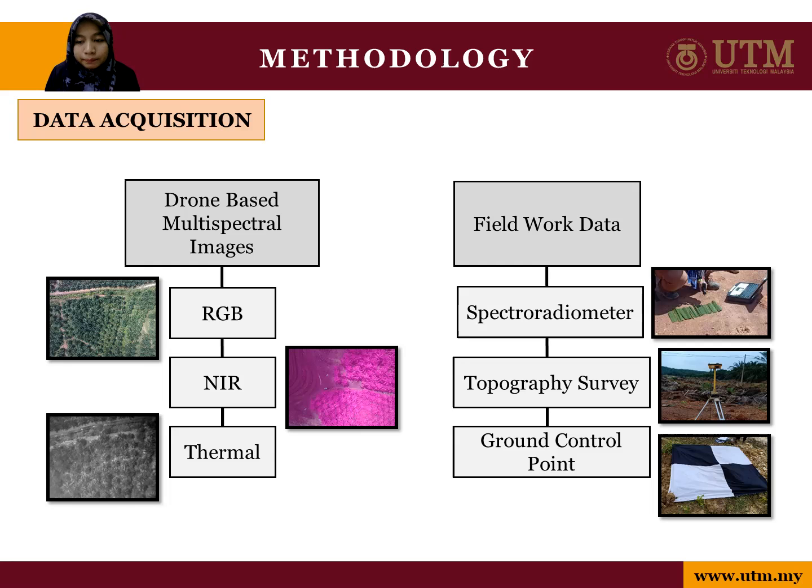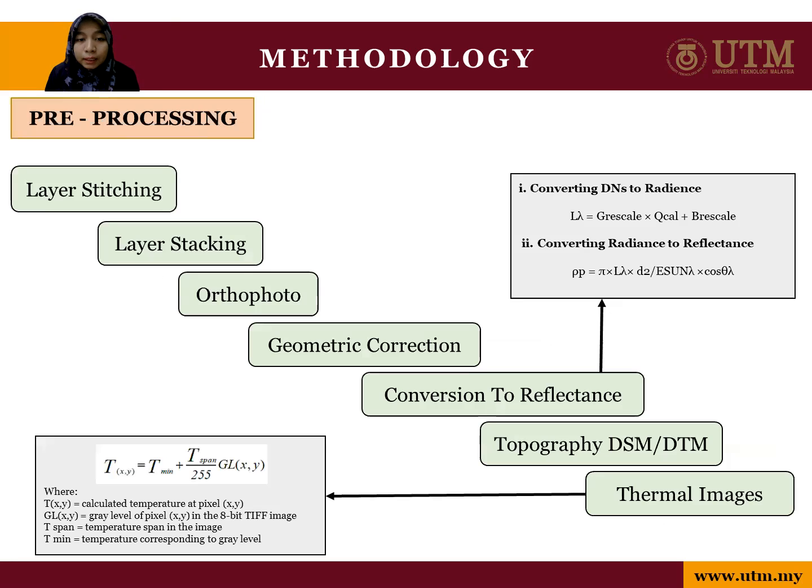Next is pre-processing. In the data pre-processing phase, there are several processes that need to be performed. There are layer stitching, layer stacking, orthophoto, geometric correction, radiometric correction, which involves the conversion to reflectance, and topography, DSM, DTM, and lastly, thermal image.